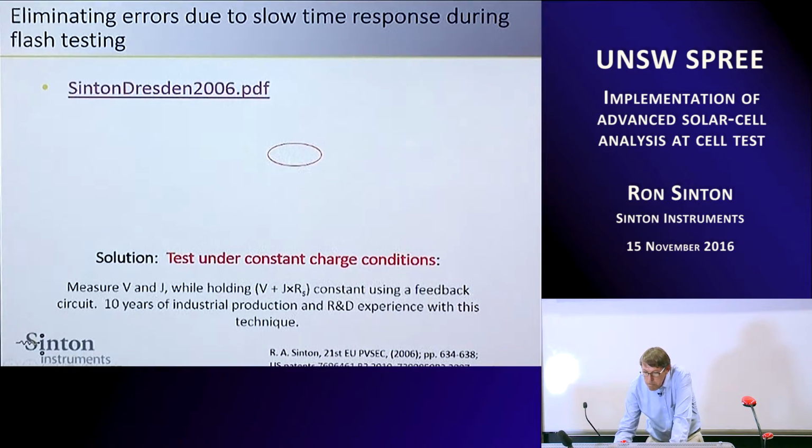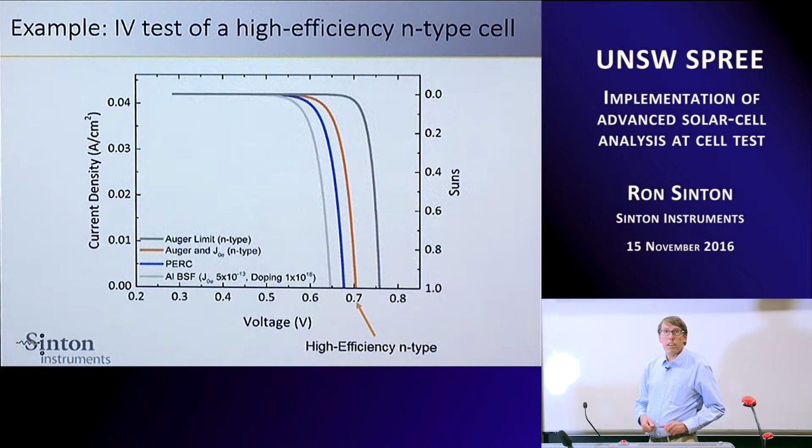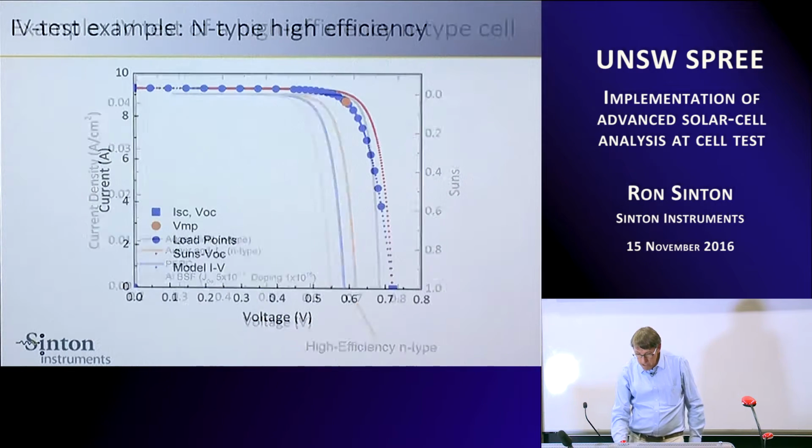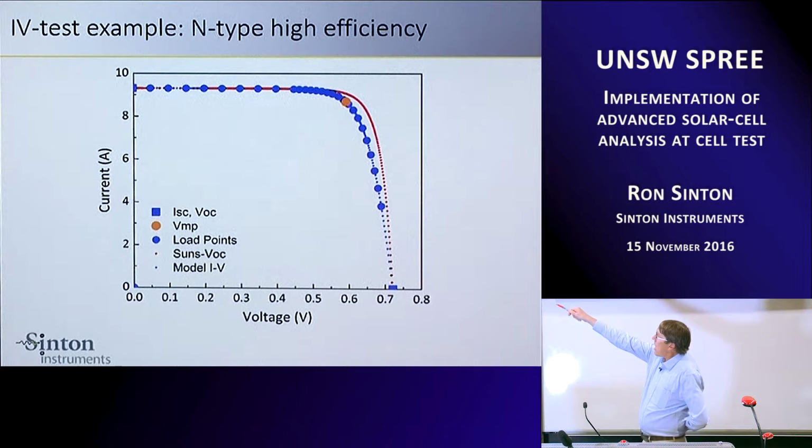So back to the PowerPoint. So I'll show an example of data from this flash tester. And I'll start with the high efficiency N-type cell, shown in orange here. In blue are the IV points. In red is the Suns-Voc curve. And then you see the maximum power point there.